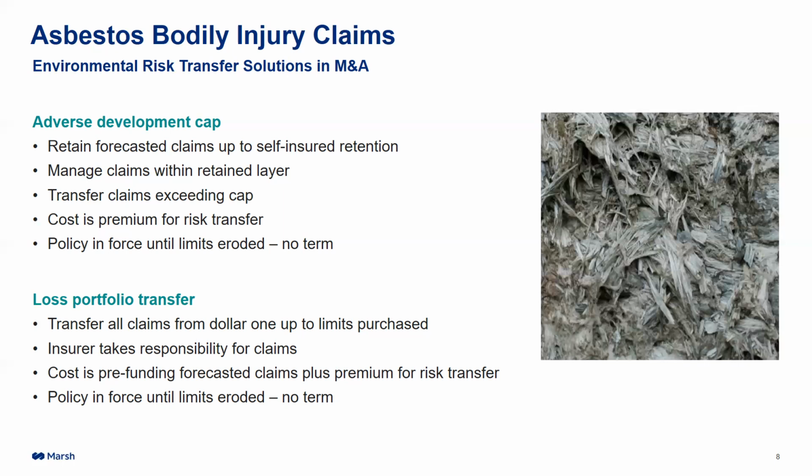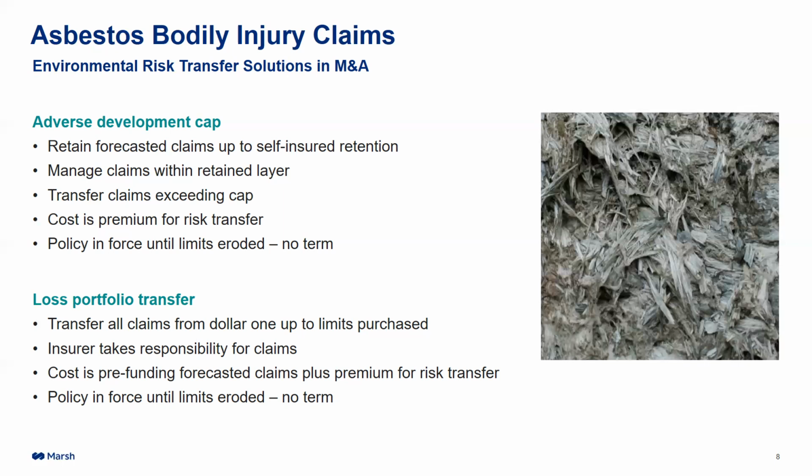So the second product is your loss portfolio transfer. Very similar concept in that it has no policy term and it is assignable down the line. The key difference is that the insurer is going to take everything from dollar one. So they're going to pay all claims from dollar one. They're going to manage and subrogate against any existing insurance on your behalf. Essentially, they step into your shoes.